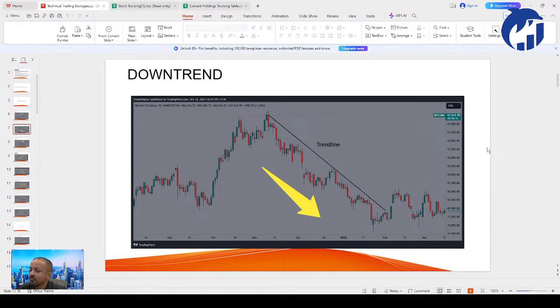Mr. Lee writes, move in a certain direction. That is exactly correct, Mr. Lee. Trends, movement of price, the direction of price movement is called trend. All right.